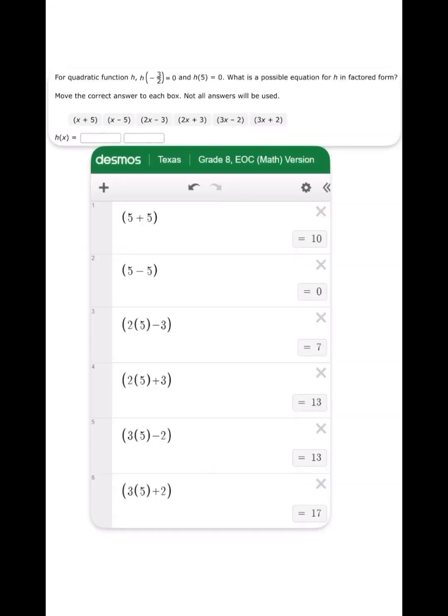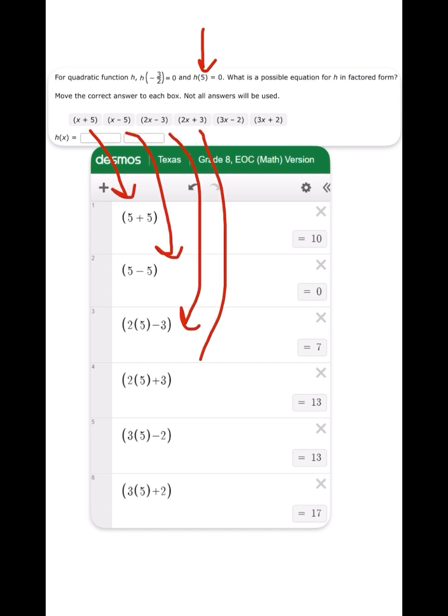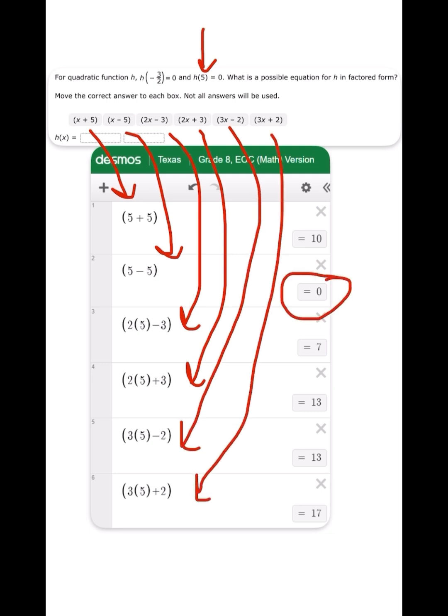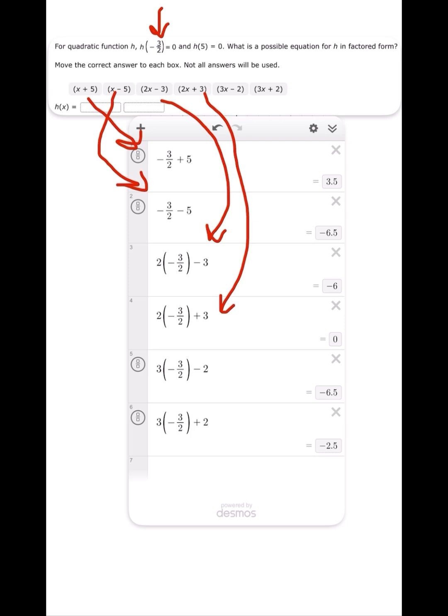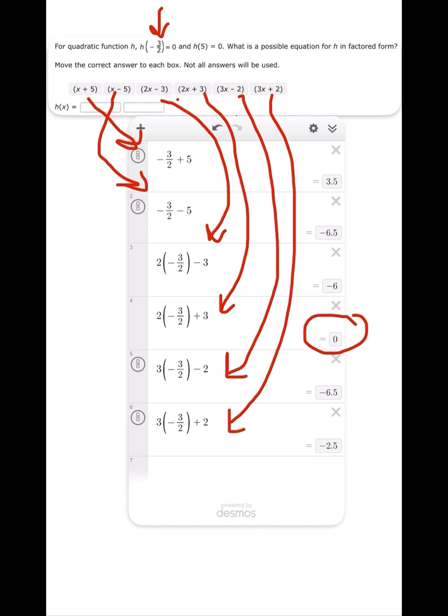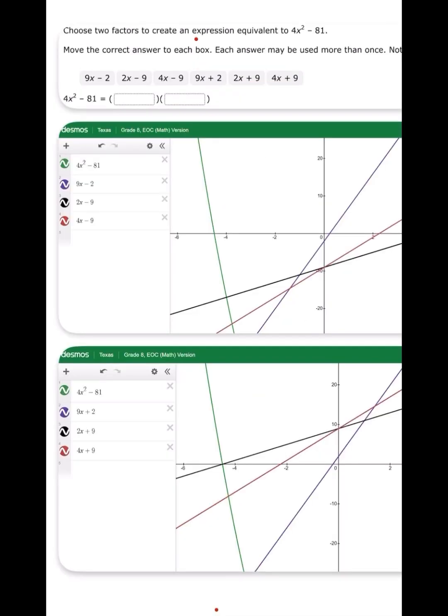To find the correct factors, input 5 and minus 3/2 in all the given factors and evaluate. The ones that give the result 0 will be the correct answer choices. Graph the function and all of the given factors to find out which factors will cross the x-intercepts of the function.